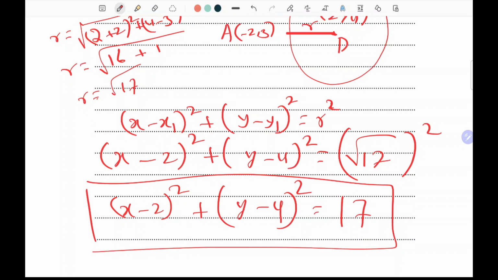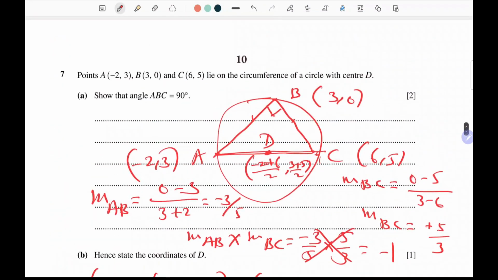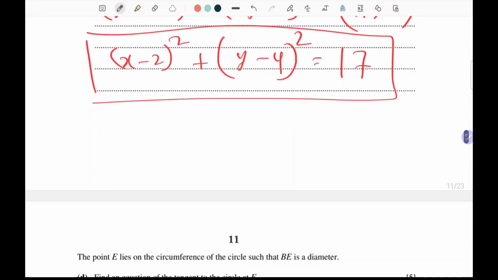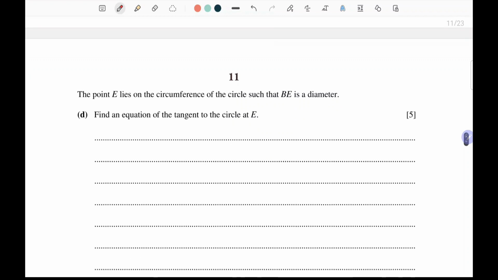So I hope you understood, guys. It was a pretty simple question. You just should be aware of the circle concept of coordinate geometry, then you are capable to solve these types of questions. This was not at all a difficult problem.